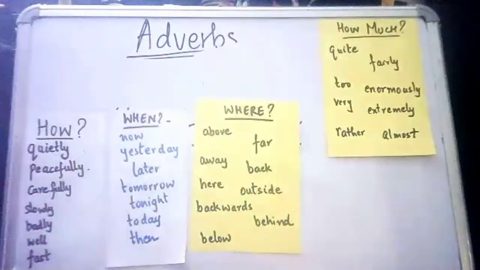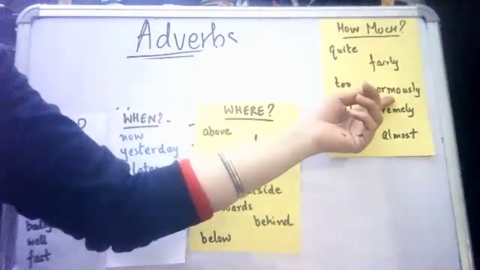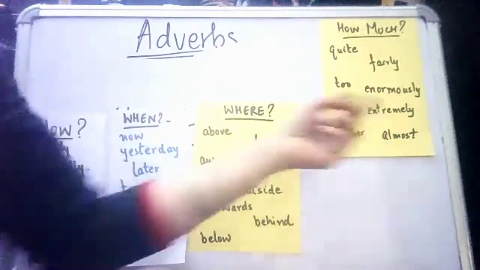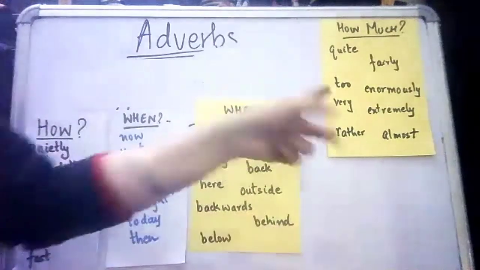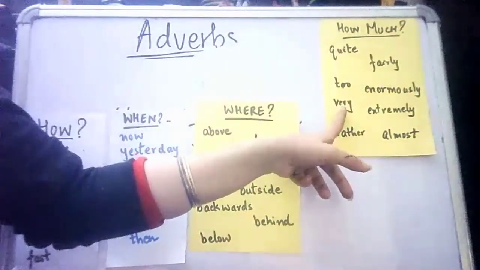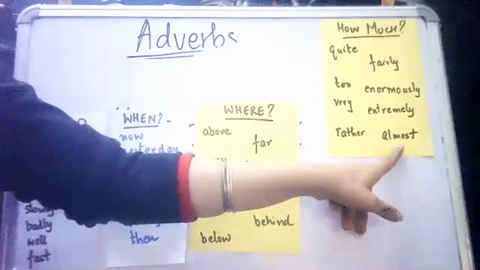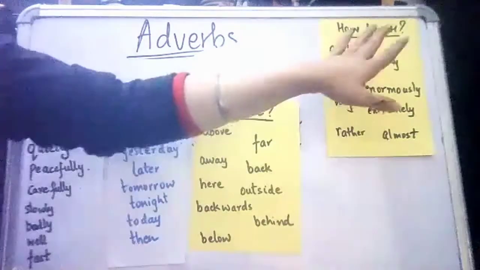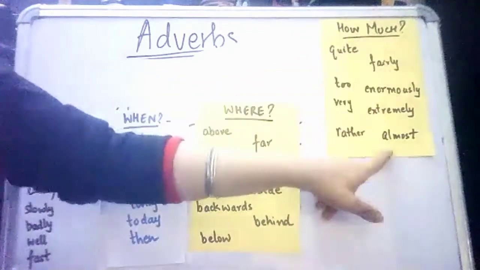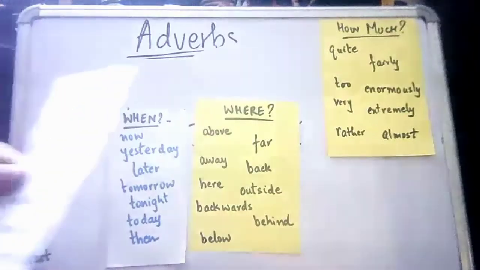Now it is how much, how often. Enormously, extremely. Remember the first sentence? My board was extremely clean. Rather, almost. Then we used very also. He ran very fast. So these are how much, almost. These are answering the question how much clean was it? It was extremely clean. How much work is done? Almost all of the work is done.